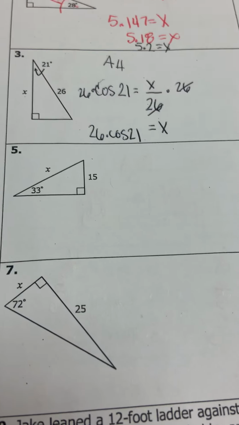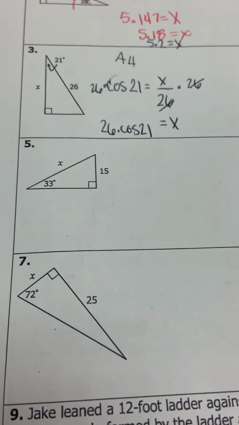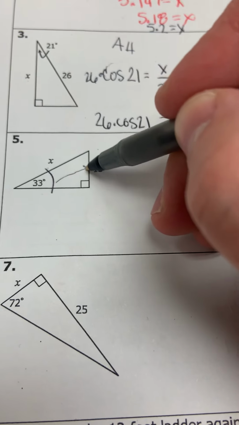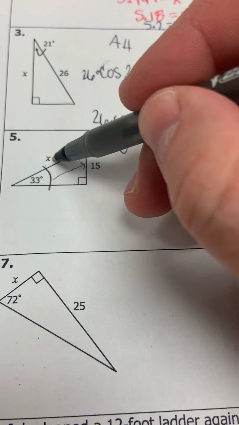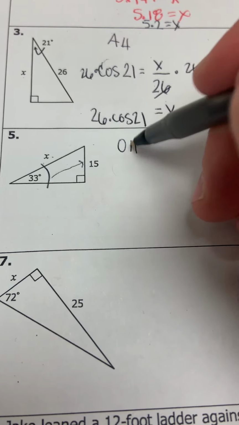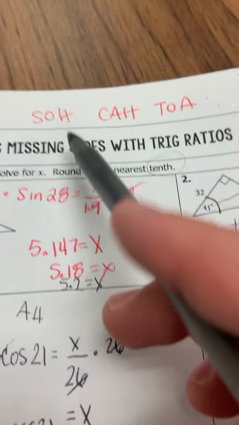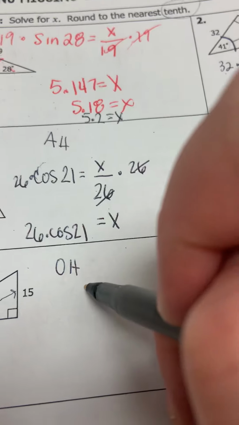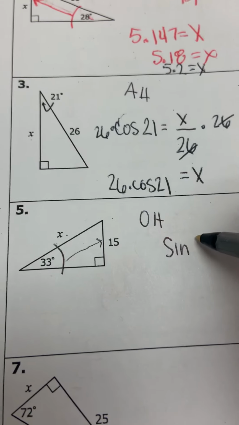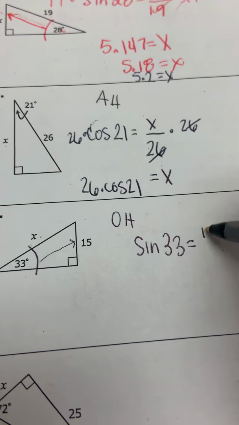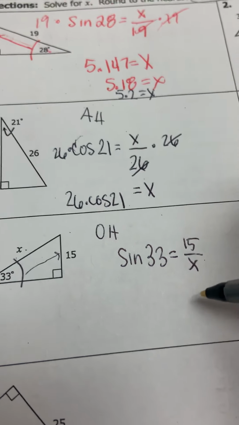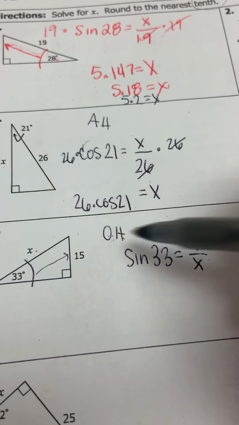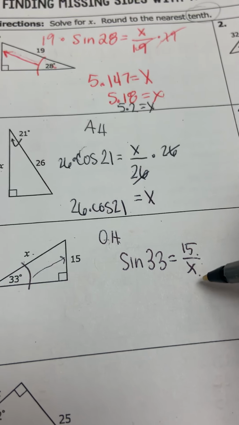All right, number 5. You identify your angle, and what I'm given is the side that's opposite and the side that is a hypotenuse. So opposite and hypotenuse, going back to SOHCAHTOA, would be the sine trig ratio. So it's sine of the degree is equal to 15 over x. Now this is different because x is in the denominator here, because you always do opposite over hypotenuse. So opposite is 15, hypotenuse is the x.